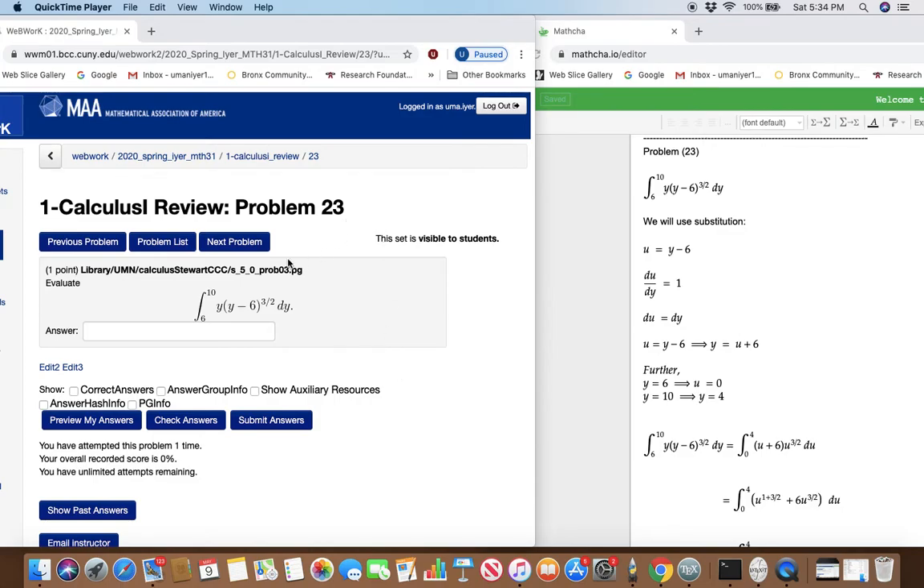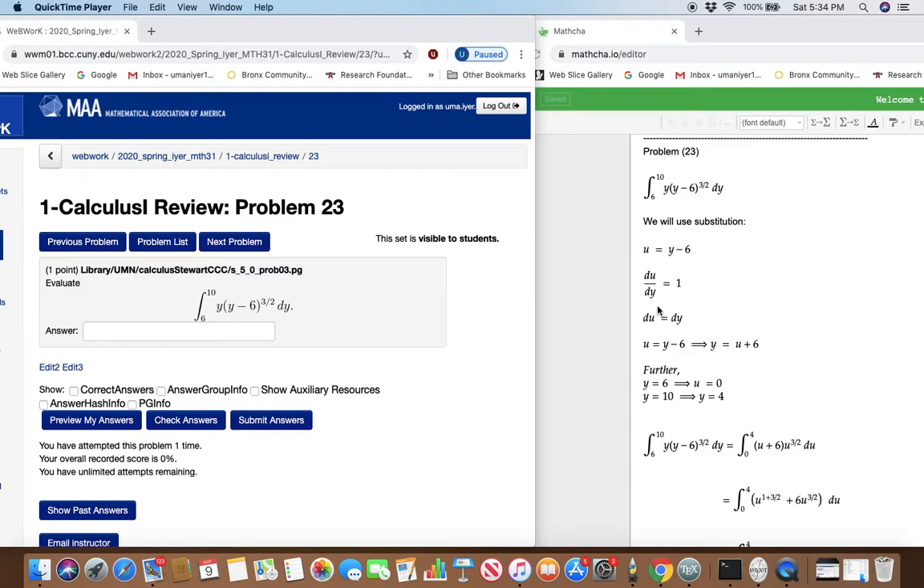Problem 23. This is a definite integral, with limits 6 to 10, of y times (y minus 6) to the power 3 halves dy. By just looking at it, you can see you have to let y minus 6 be something, because a power of 3 halves of an expression is quite a difficult game. So let u equal y minus 6.